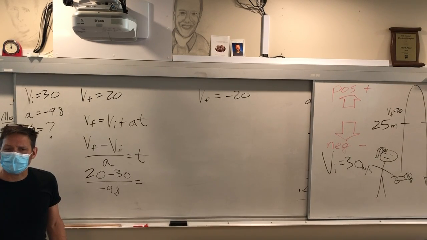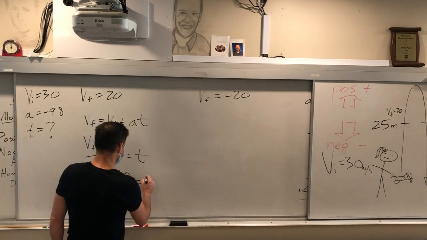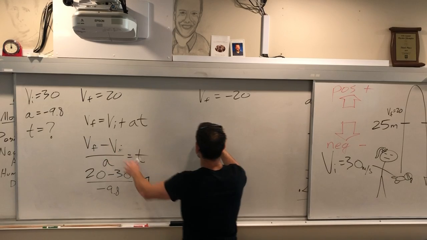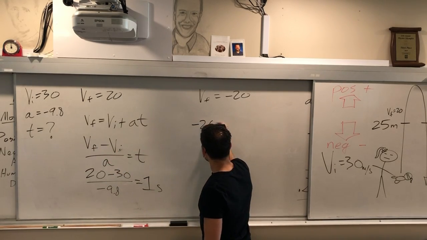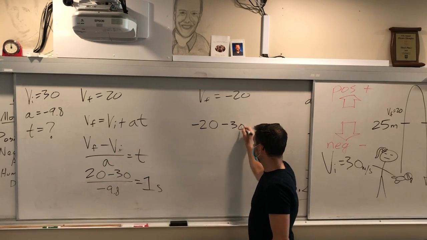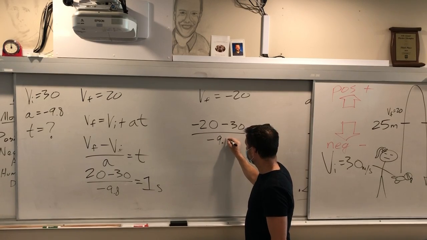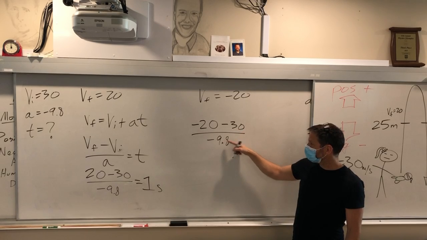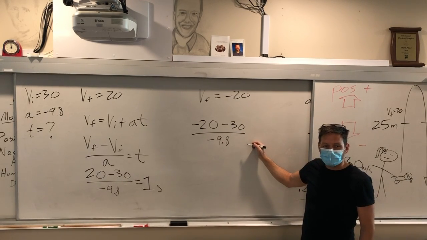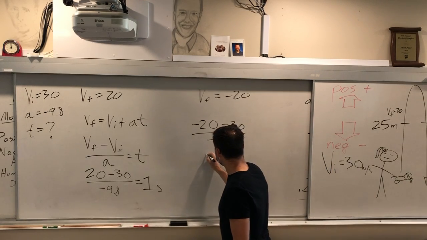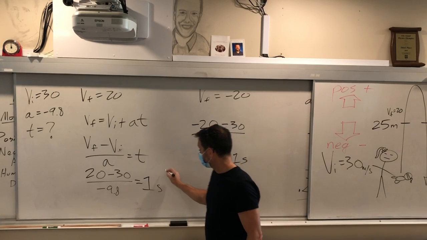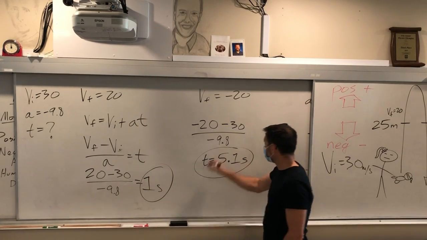What's the answer for the first bit? For the first time? Yeah, 1? 1 second. And then over here you do the same formula, but now I'm putting a negative 20 minus 30 over negative 9.8, which in my head I'll round to negative 10. So now we have negative 50 over negative 10, so this is going to be somewhere around 5. 5.1 maybe? So here's time 1 and here's time 2.